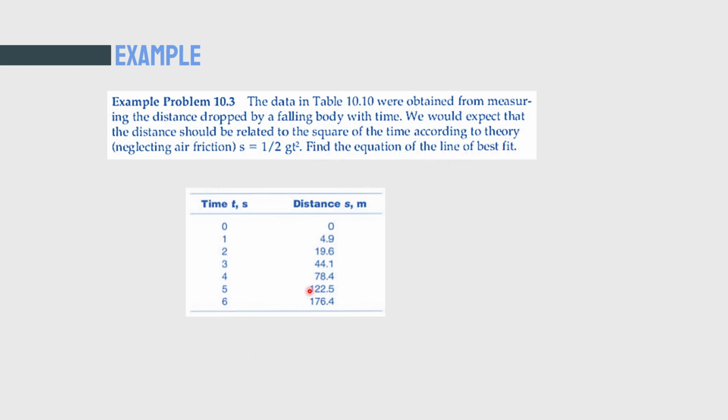Now we have time, that's t, and we have distance s. Remember, s here is seconds for units, and m is meters as a unit for distance. When time is 0, distance is 0, and all the way when time is 6 seconds, distance was 176 meters. And you have your equation S equals 1 over 2 gt squared to keep in mind.